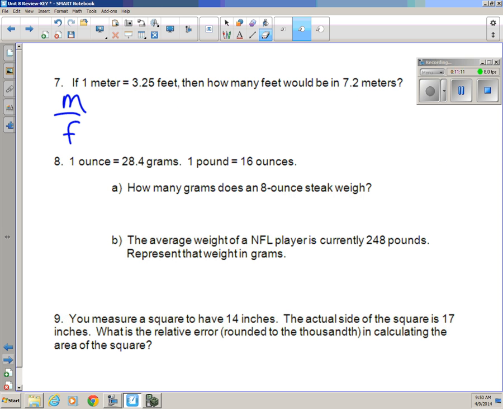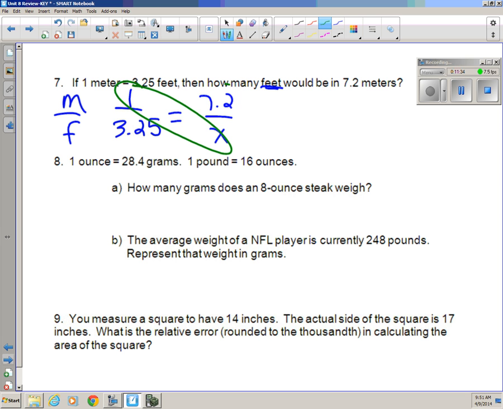Let's try this again. Okay. It's how many feet would be in 7.2 meters. So it's the same idea, but I just put the wrong proportion. So 1 meter equals 3.25 feet. Then it says how many feet would be in 7.2 meters. So that means 7.2 over x. I'm trying to find the feet. You're still cross multiplying, it just makes it a little bit easier. So now when you cross multiply, x is just going to be 3.25 times 7.2. It's 23.4 feet. Sorry about that.